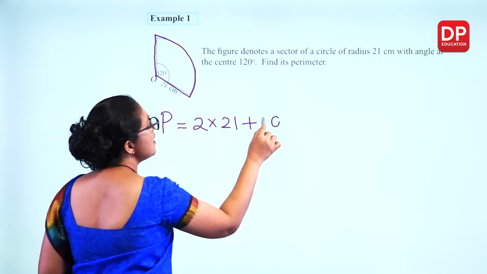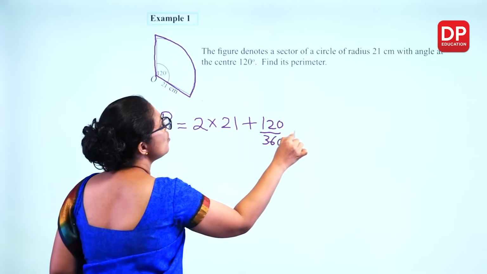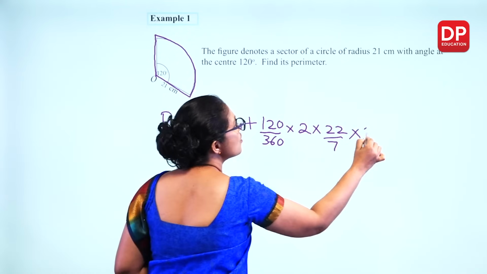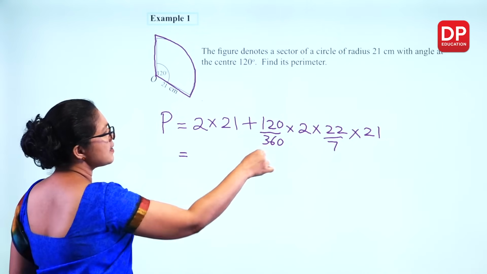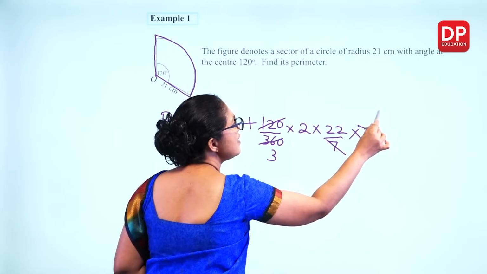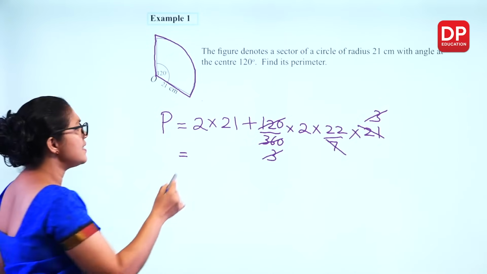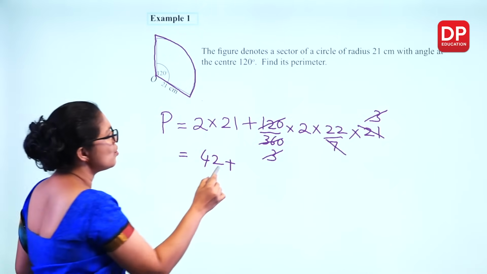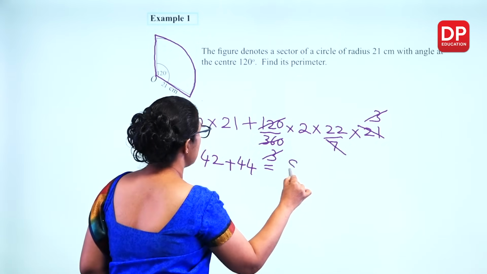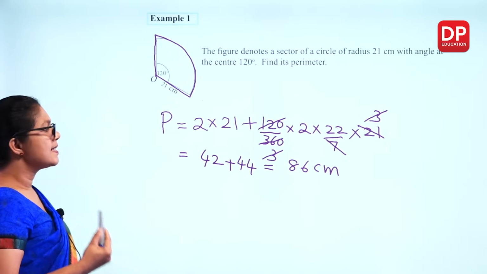Angle is given 120. So 120 over 360 into 2 pi value. Pi value is 22 over 7 into r. R is given 21. Now try to simplify this part. You get 3 times 12 is 36 and 7 with 21 you get 3. This 3 gets cancelled out with this 3. So what is remaining? 2 times 21 is 42 and 2 times 22 is 44. So what's the answer? 42 plus 44 you get 86. This is in centimeters, so the perimeter of this sector is 86 centimeters.